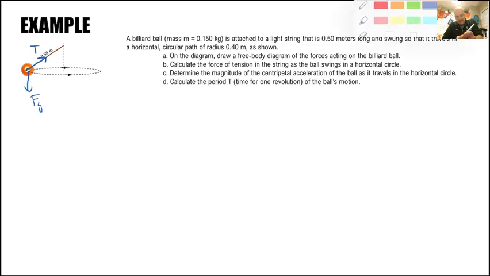To understand the acceleration, the centripetal acceleration is going to be just inward along that circle. And so part B says to calculate the force of tension in the string as the ball swings in a horizontal circle.